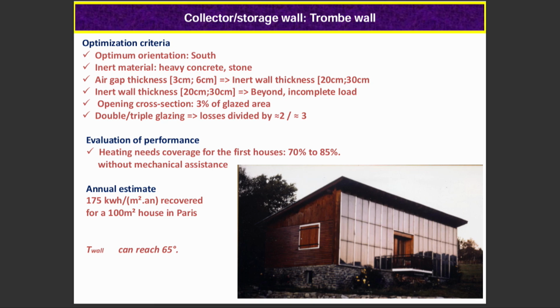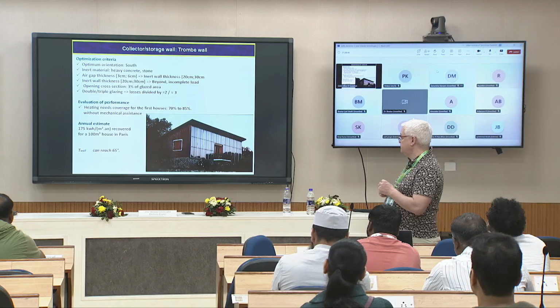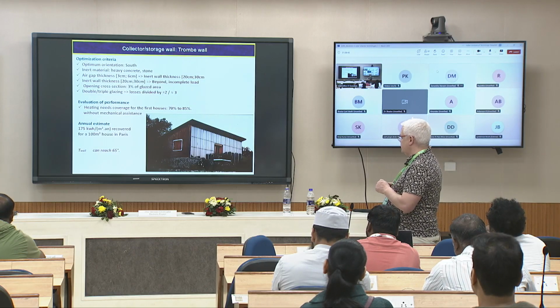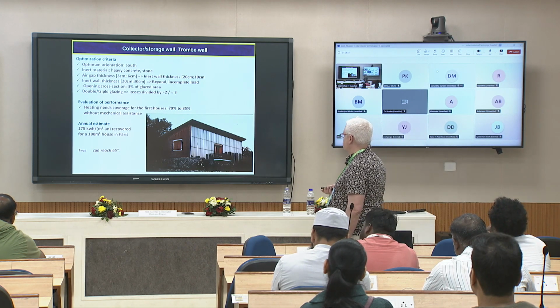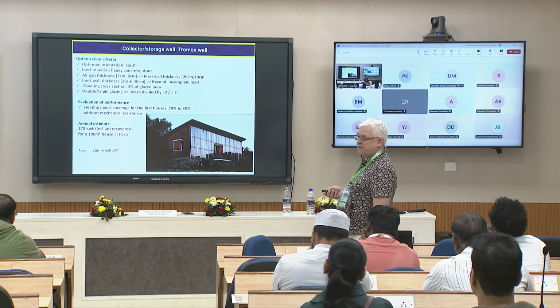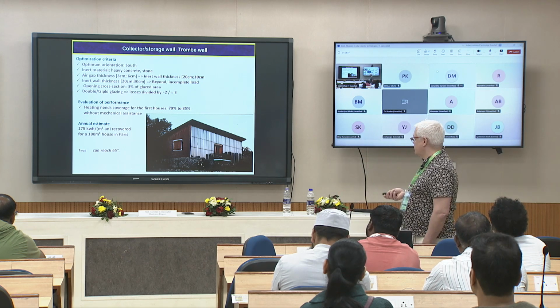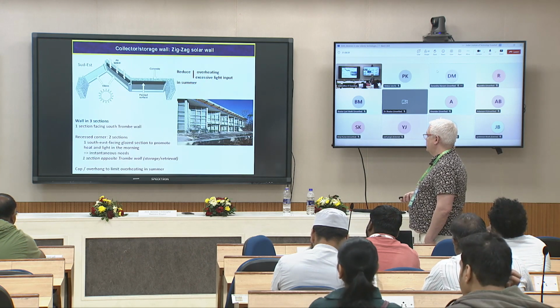Double glazing is better, so you lose less energy. The performance is quite good and could cover such a facade. You see, the facade is important compared to the house: 70 to 85% of the heating need without mechanical assistance. It's fully natural, and the wall can reach 65 degrees. So the stone was quite hot.